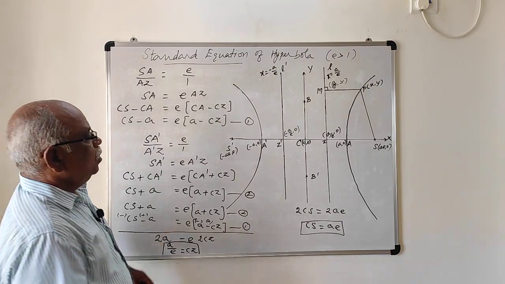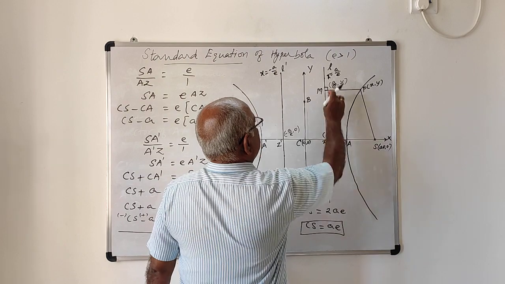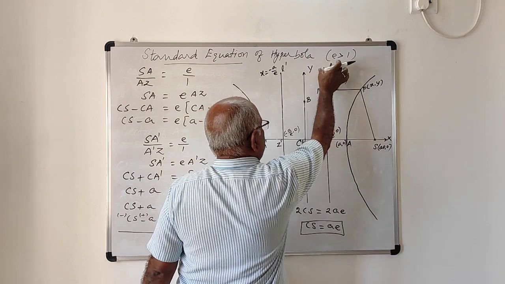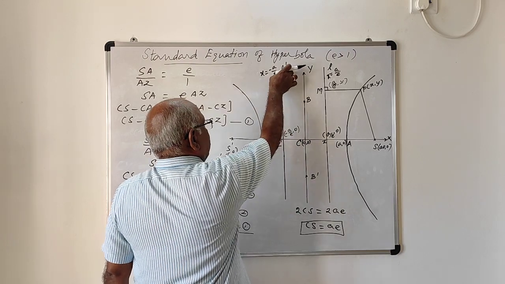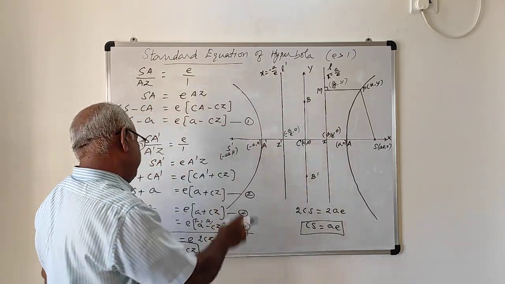Now, since Z is A by E comma 0, this directrix equation is x equal to A by E. This is the line x equal to A by E, and this is minus A by E comma 0, which implies the directrix is x equal to minus A by E.